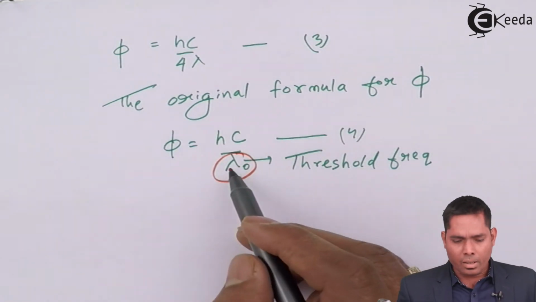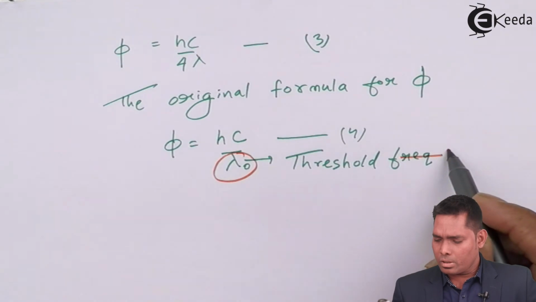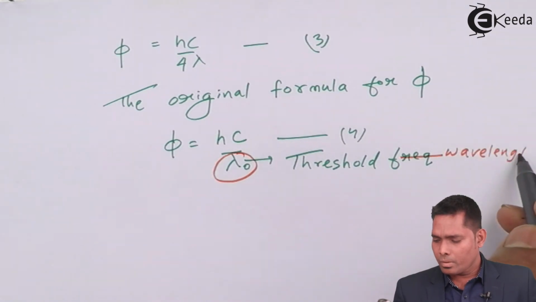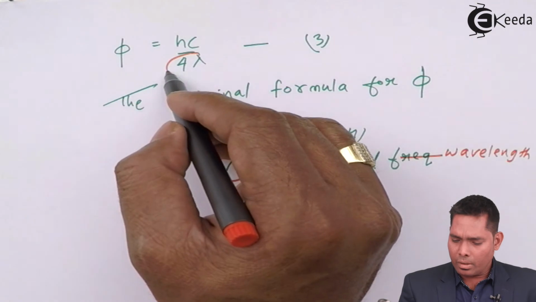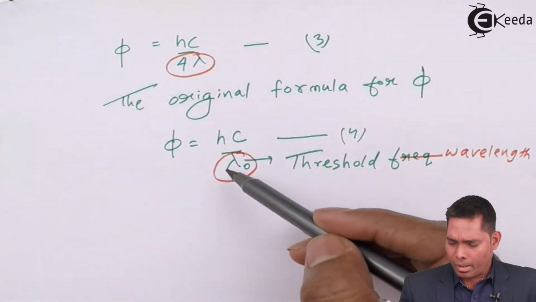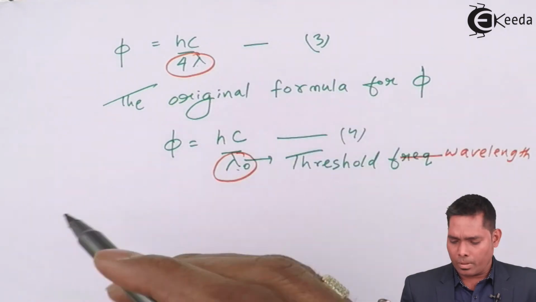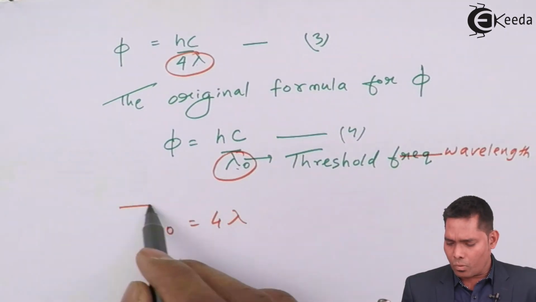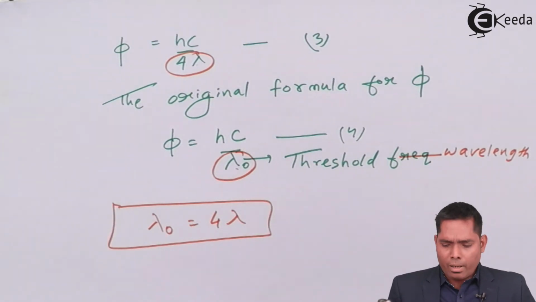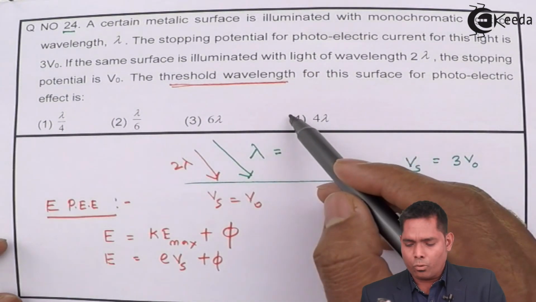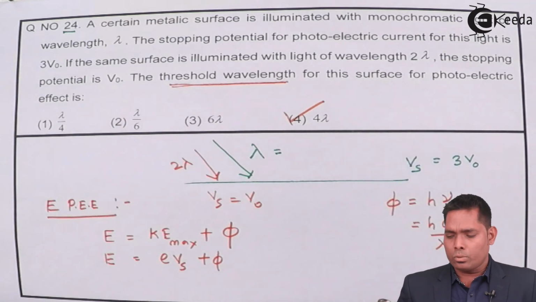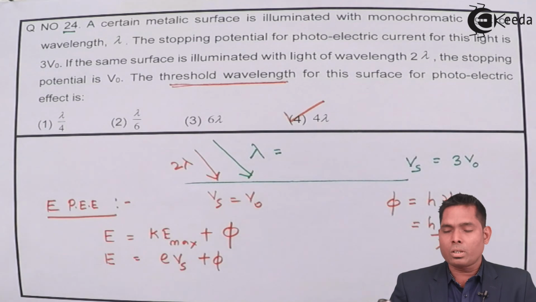So this is the threshold wavelength, and we are interested in threshold wavelength, not frequency. This threshold wavelength is asked. If I compare this with this one, everything being same, lambda naught is 4 lambda. Therefore the threshold wavelength for this situation will be 4 times the wavelength of light used in the first place. So option number 4 is the correct answer to question number 24. Okay, thank you.